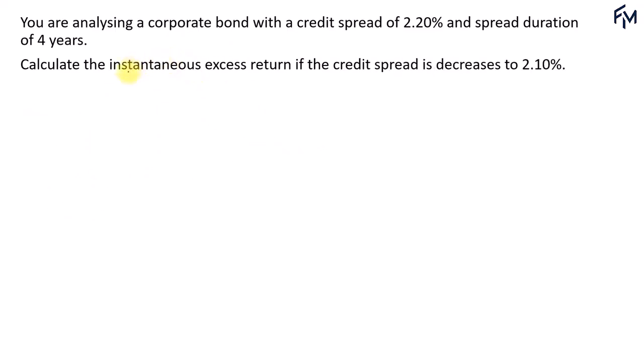Now, another example, let's say the moment you buy the bond, the instantaneous excess return if the credit spread decreases to 2.1%. So the moment you buy it, and then the spread drops to 2.1. So when you see the keyword instantaneous, it means that the holding period is 0. It happens immediately. So for this case, if the T is equal to 0, let me just repeat the formula: spread times T, minus change in spread times spread duration, minus T times PD and LGD.